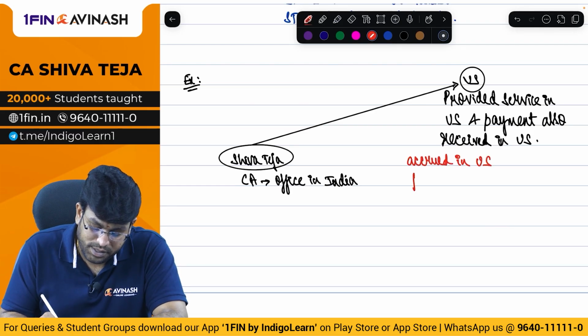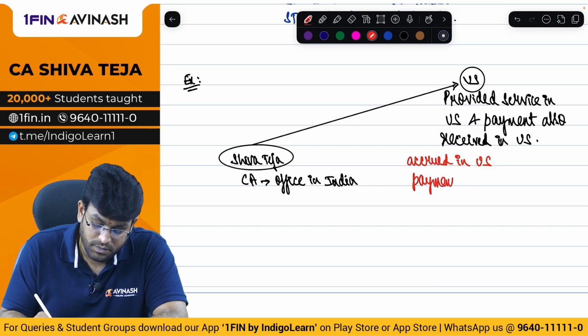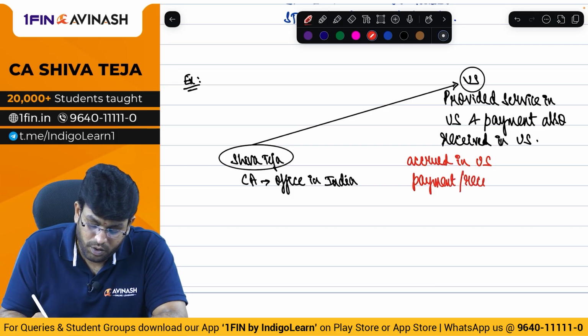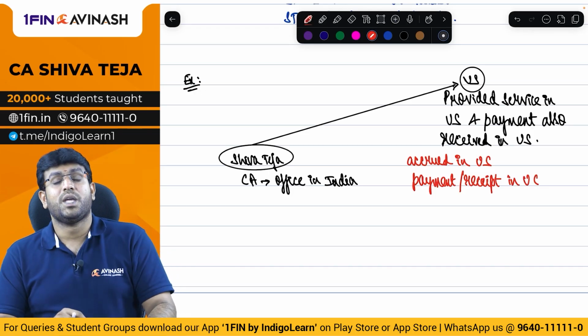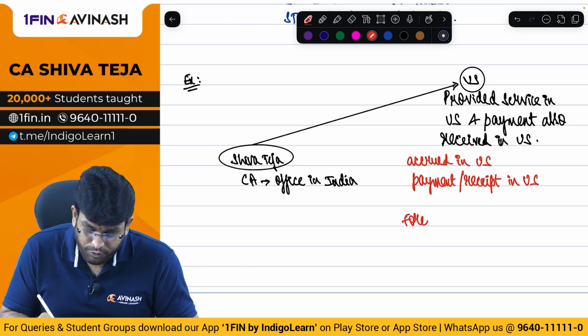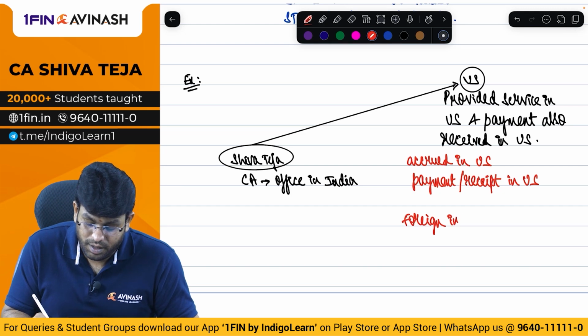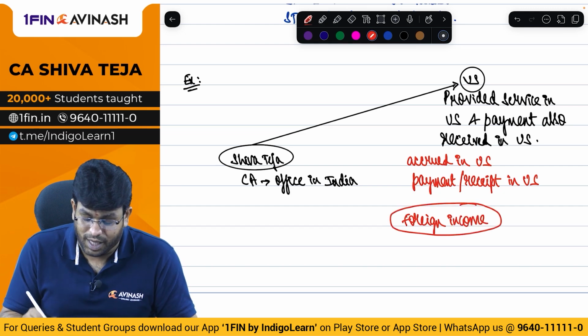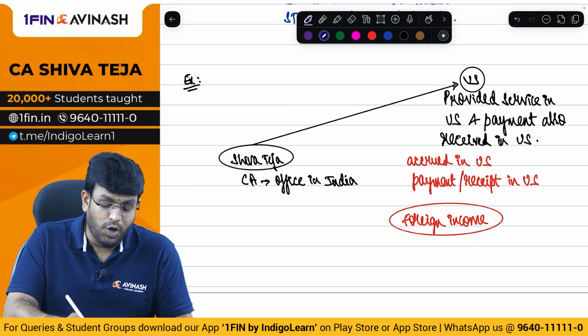Accrued in US. And payment or receipt is also in US. Both are in US. So what kind of income we call it? Foreign income. Now the moment we came to a conclusion that it is foreign income, now the doubt will start coming whether it is taxable or not taxable.